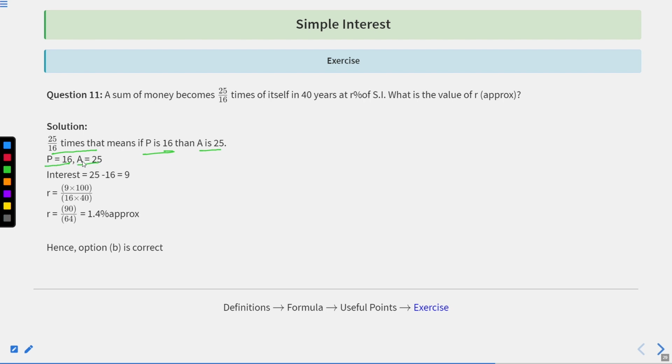So that means the interest earned by the person is 25 minus 16, that is 9. So the rate R is equal to 9 times of 100. The same formula is used here. Simple interest equal to principal into rate into time upon 100. So rate will be equal to 9 times of 100 upon 16 into 40. So when you simplify this, you will get R equal to 90 upon 64, which is equal to 1.4% approximately. So the option correct here is option B.